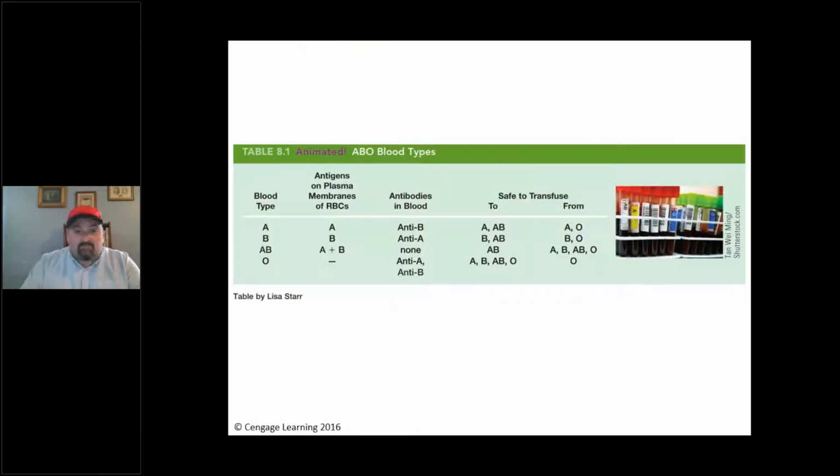I have a question. If you were going to die without blood, can they give you the wrong blood to keep you alive, or is it completely incompatible?